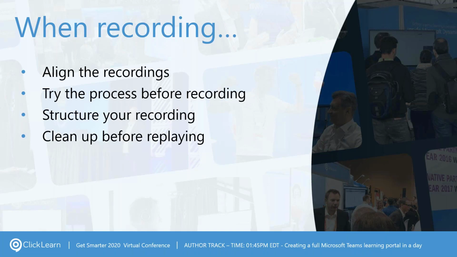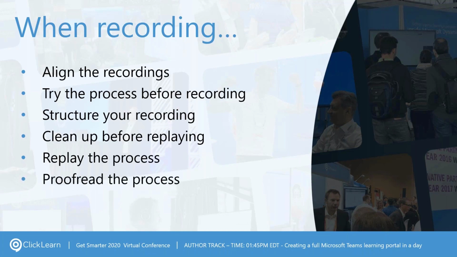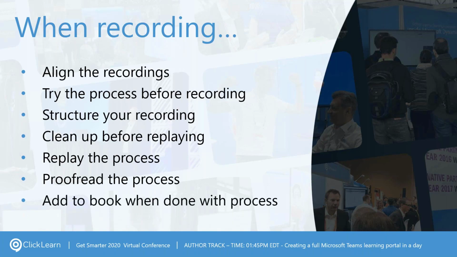So before you start setting up replays, clean your system. So if you created a team, well then go in and delete that team. So when you do the replay, ClickLearn can recapture it during the process. Replay the process and then go back and proofread what you've just walked through, so everything is looking as it is. And when you've done this, add it to the book that has already been created, because then it's kind of out of the way, even though you still need to go back to it maybe later on.